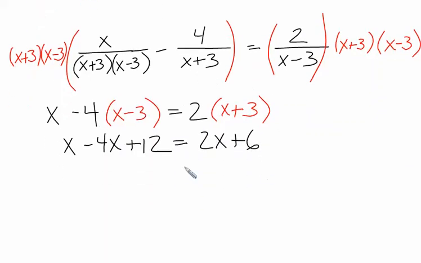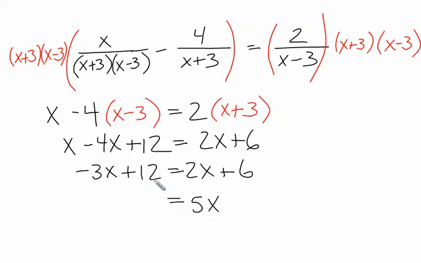And then like any other equation, we'll get the x's simplified first. We have negative 3x plus 12 equals 2x plus 6. Get the x's on one side. I'll get them on the right, that way they're positive. Get the numbers on the other side. I'll subtract the 6 from both sides. And then of course to polish this off we would divide both sides by 5. And our final answer is that x is equal to 6/5.